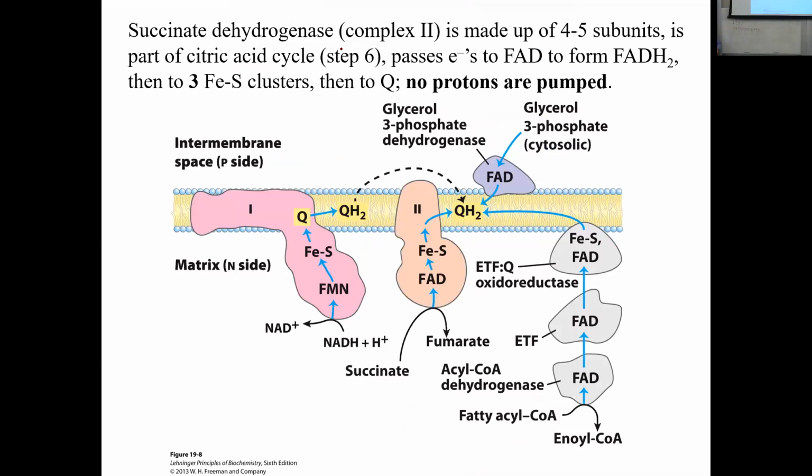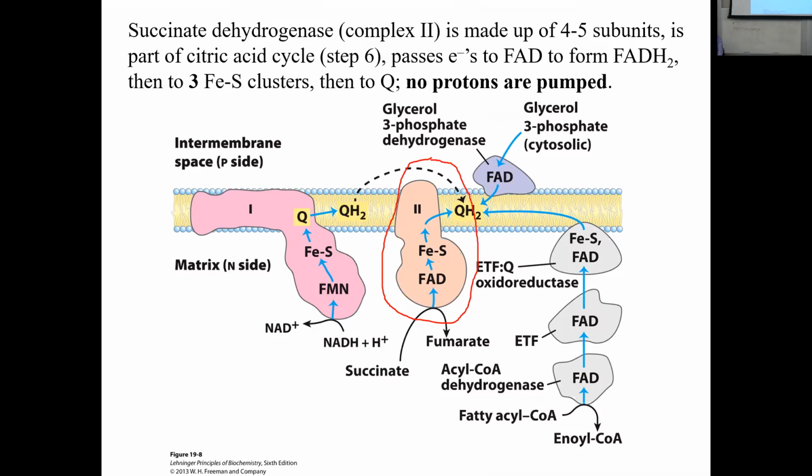Okay, let's move on to complex 2. Let me just highlight it here. Well, this is maybe not the best figure for it, but here it is. So it is shown here. This is step 6 of the citric acid cycle. It turns out that succinate dehydrogenase is not soluble in the liquid in the matrix of the cell, but it is membrane bound. And so the electrons move from succinate. In doing so, we form fumarate, the oxidized product.